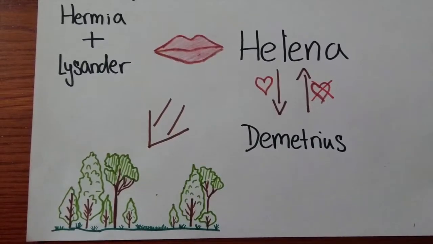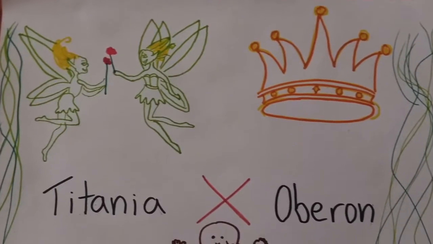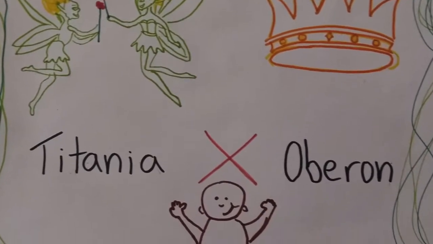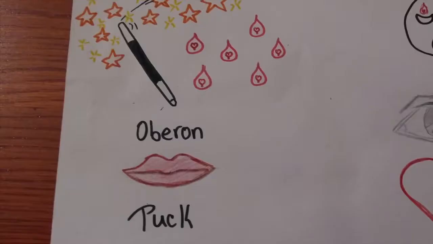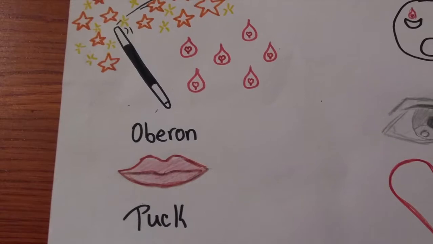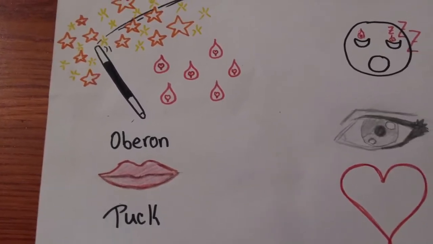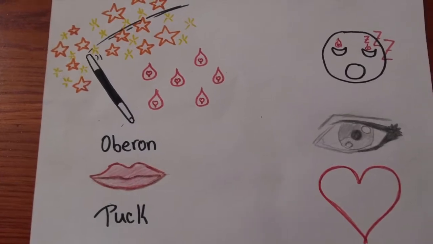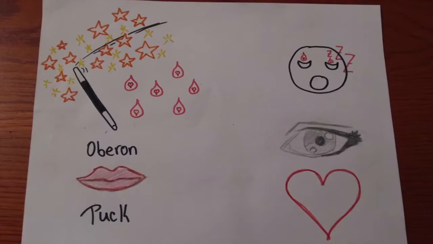Complications arise in the forest where they have run away to. Oberon and Titania, king and queen of fairies, are locked in a dispute over a boy whom Titania has adopted. Oberon instructs his servant Puck to bring him magic love drops, which Oberon will sprinkle on the queen's eyelids as she sleeps, whereupon Titania will fall in love with the first creature she sees upon awakening.